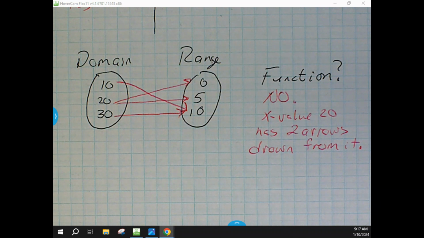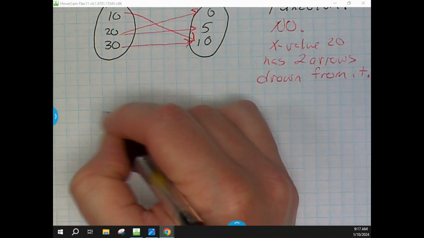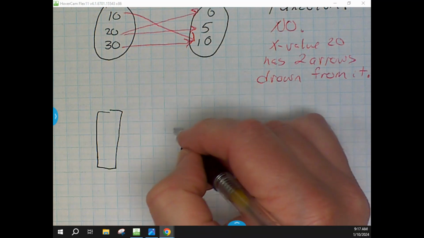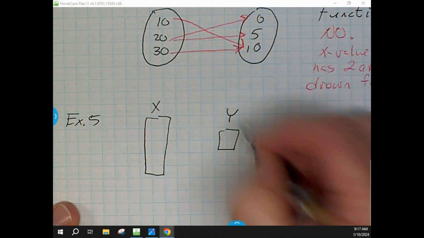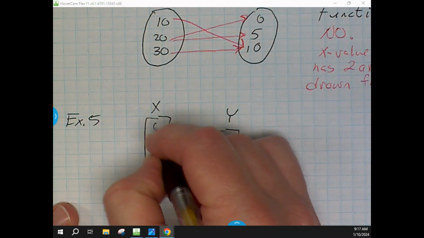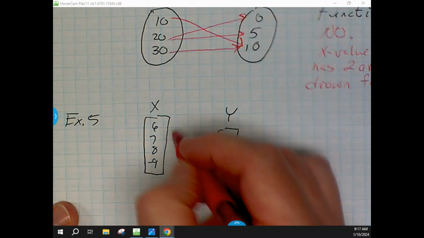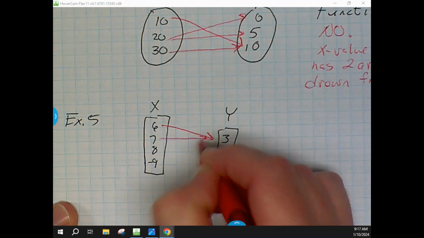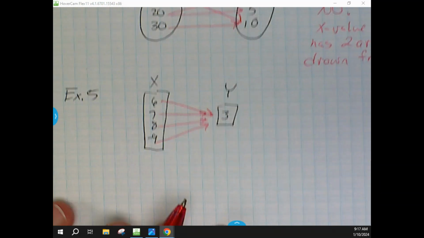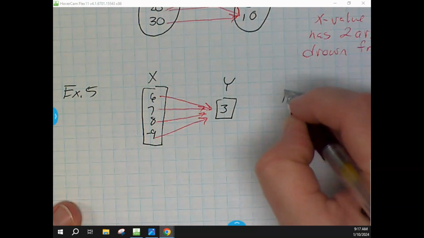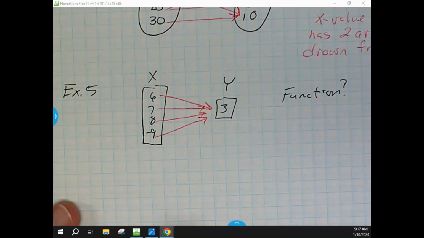Okay, and then one more mapping just to give you a visual for what it looks like here. Again, instead of being domain and range, sometimes they'll put X and Y. Okay, and then same question: if this is the mapping they give to you, is this thing a function or not?